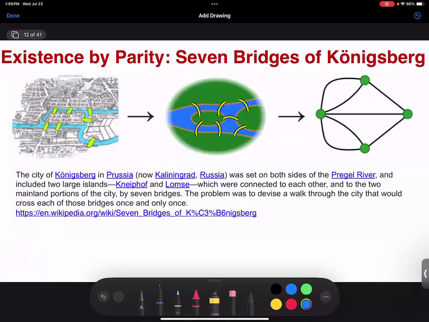So the problem was you want to walk across the city and you want to cross each bridge once and only once. Is this possible? And this is one of the first graph theory problems. Anybody know if the answer is yes or no? I'm seeing a lot of no's. Can you give me a quick reason why it's a no?